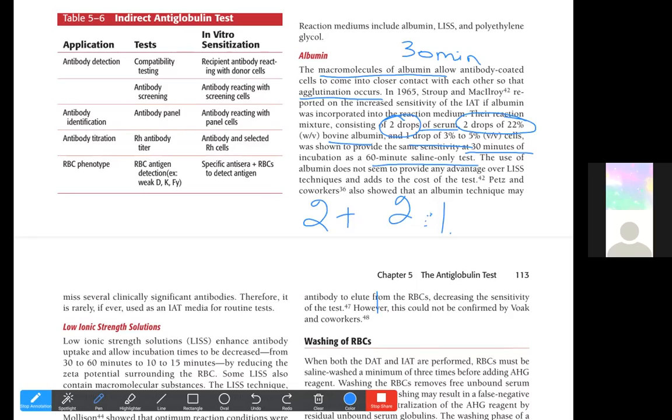This albumin technique may miss several clinically significant antibodies. Therefore, it is rarely, if ever, used as an IAT medium for routine tests. Because many clinically significant antibodies may be missed, this is a disadvantage of albumin testing.